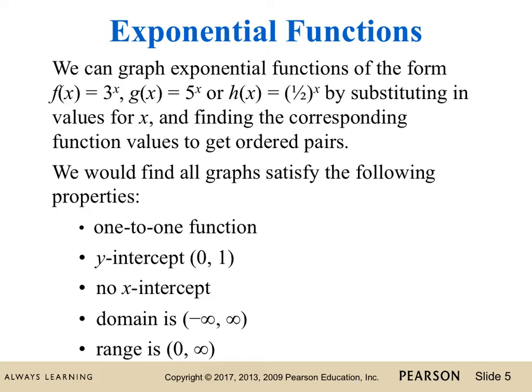We can graph exponential functions of the form 3 to the x, 5 to the x, half to the x, etc., by substituting in values for x and finding corresponding y values, which will give us ordered pairs. Right now, we haven't graphed these yet, but we will see that all of our exponential functions will be one-to-one functions. They'll have a y-intercept of 0, 1, which I call the anchor point.